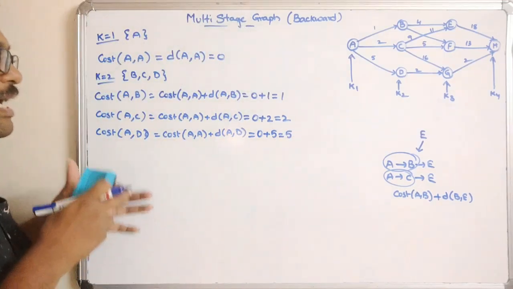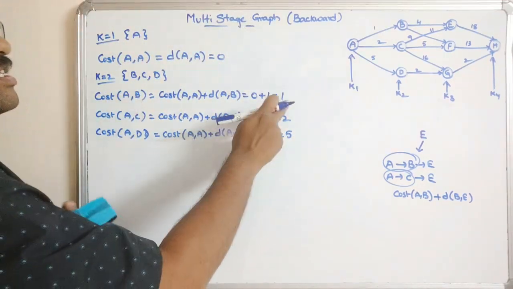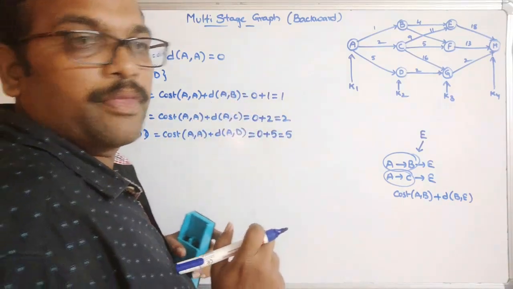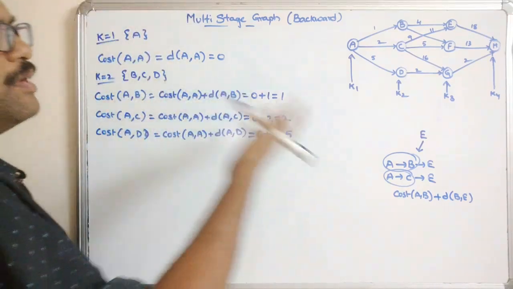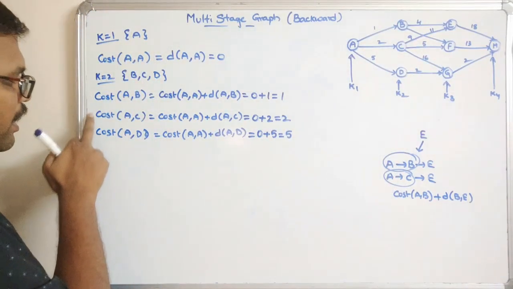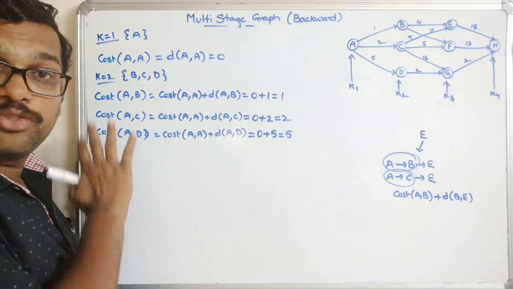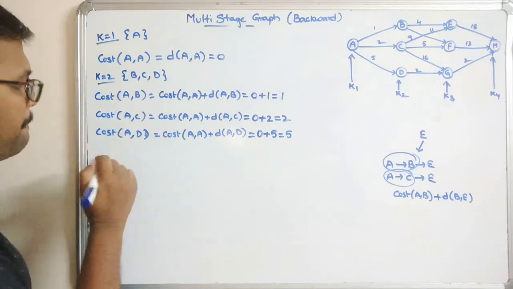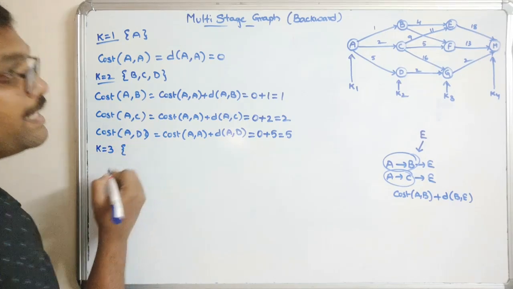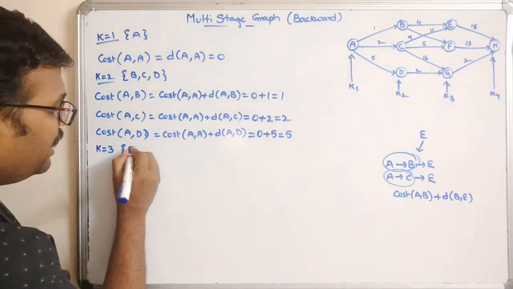So in order to reach from A to B, the distance is 1, A to C it is 2, A to D it is 5. Now, any other vertices in stage 2? No, B, C, D. So we have already found the distance from source to B, source to C, source to D. Now go with stage 3.